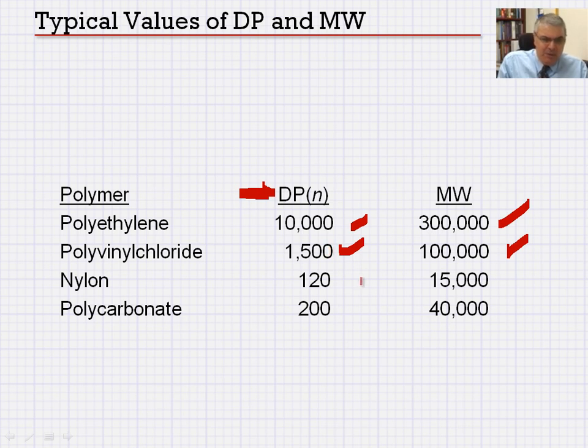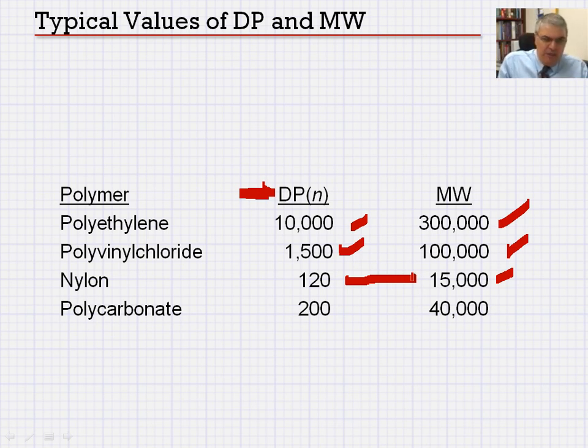somewhat in that range. Nylon itself, now we see that the degree of polymerization is pretty low, only 120, and the molecular weight also goes down to 15,000 among the material that is commonly applied. This depends on the application, but for common material that we use, nylon dP is 120. That's among the lowest, and molecular weight is also 15,000. That's also among the lowest.